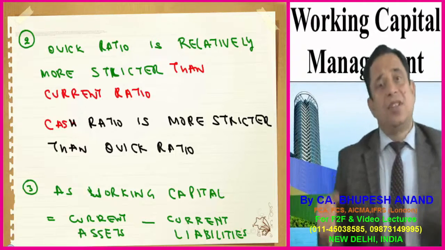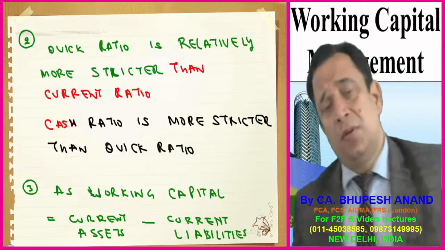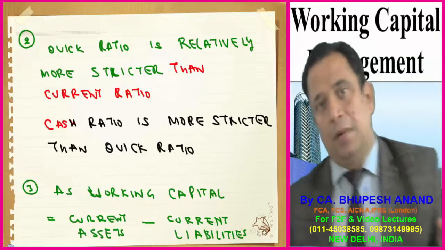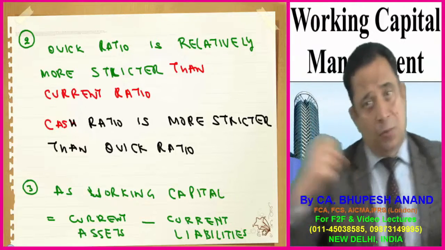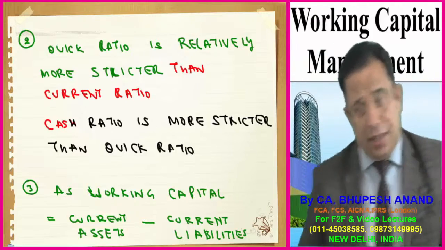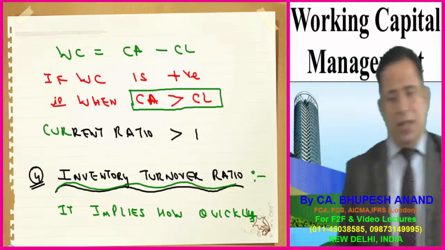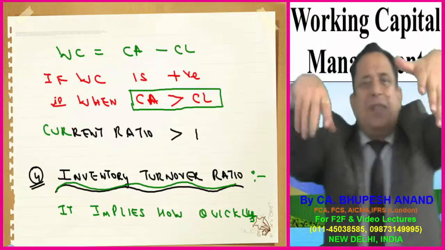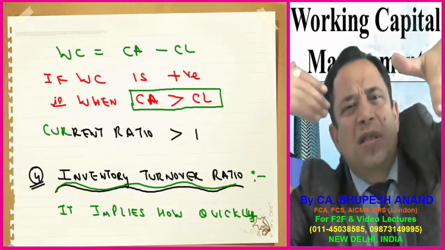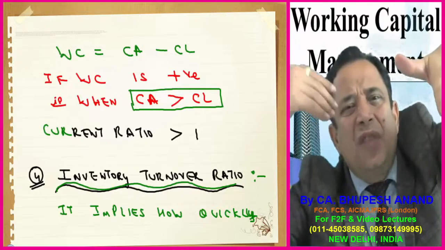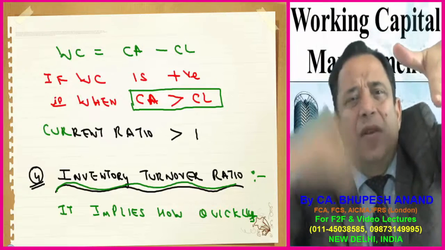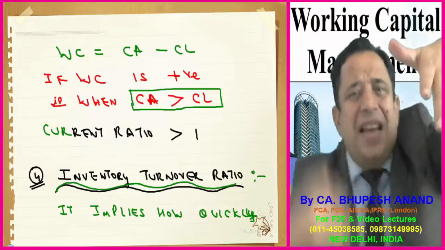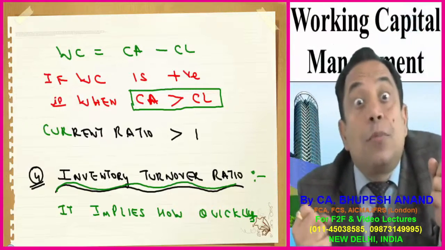In point number 3, I have told you the relationship of working capital with the ratios. When I say working capital, it means current assets minus current liabilities. When working capital is positive, it means current ratio is greater than 1. So please write down the third point and its explanation. And then I am going to start with the most important ratios: inventory turnover ratio, debtors turnover ratio, creditors turnover ratio, and net operating cycle. These are the 4 heroes which I am going to start with.